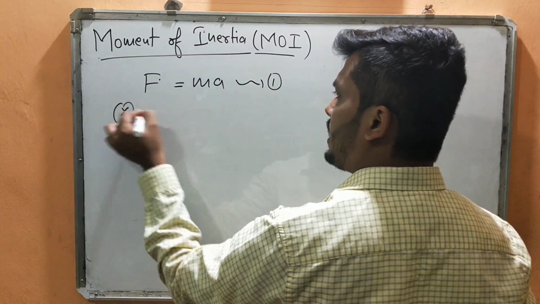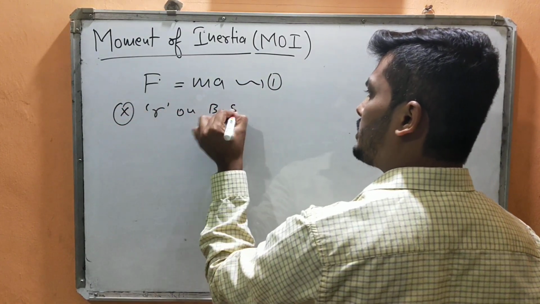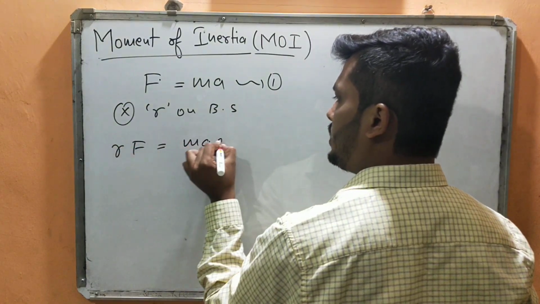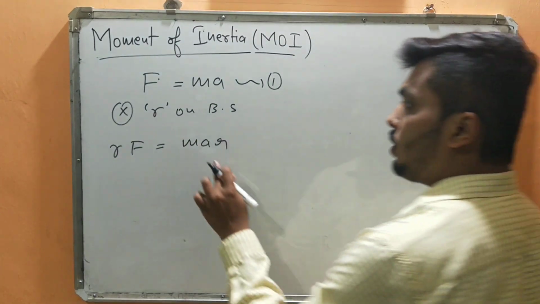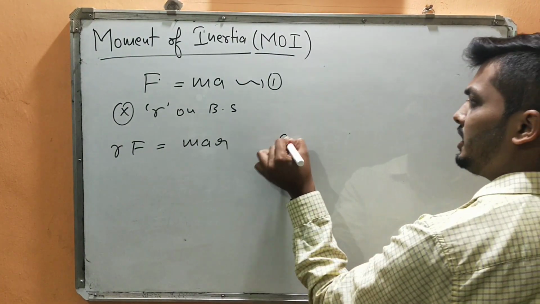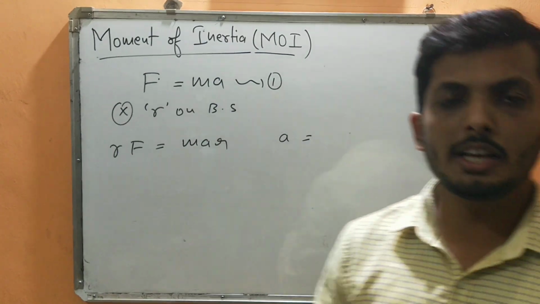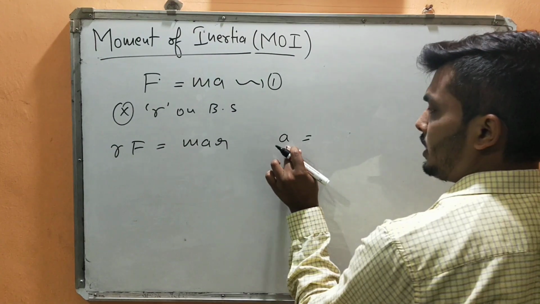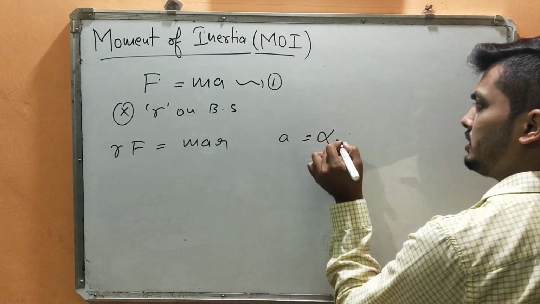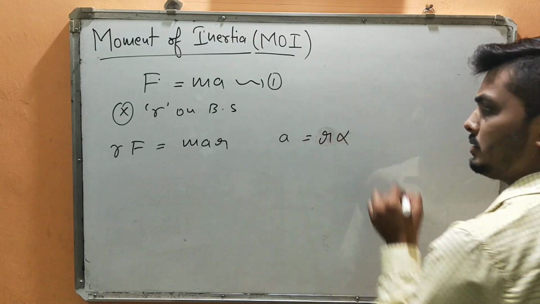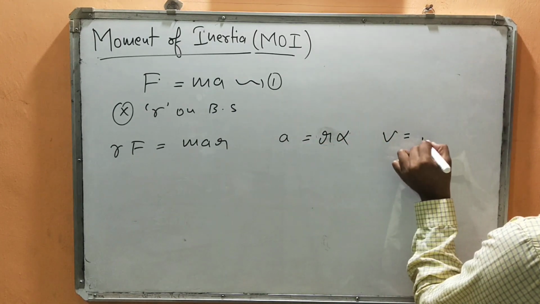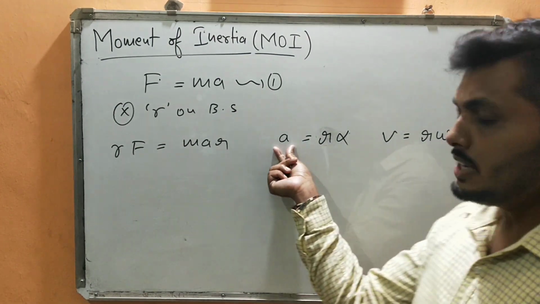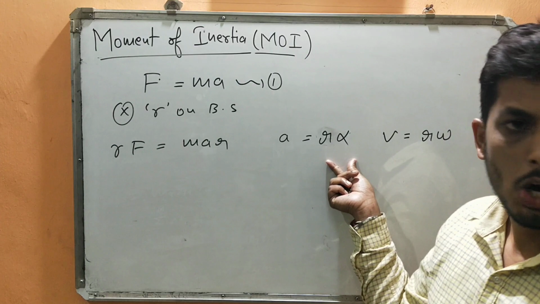I'll multiply r on both sides of equation 1. So when I multiply r, this will become rF = ma into r. Got it? Now what is this a? A is acceleration, but here the body is rotating, so which acceleration is to be considered? Definitely an angular acceleration. And what is the relation between acceleration and angular acceleration? r alpha. Just like velocity is r omega. So acceleration will be what? r alpha. This is in linear, this is in rotational.